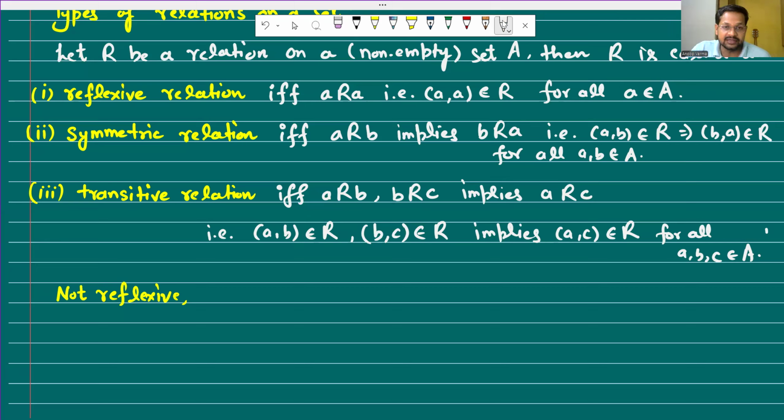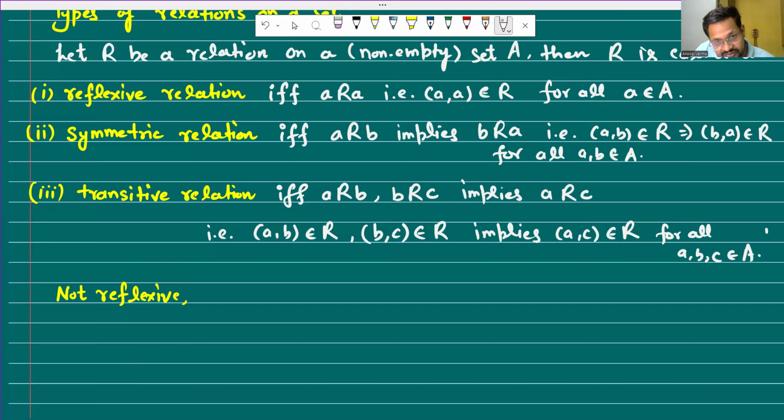Okay. And for transitive: if (a, b) is present and (b, c) is present, then (a, c) should be there. It means a is related to b and b is related to c, then a should be related to c for the transitive relation. Okay. So when will a relation not be reflexive?